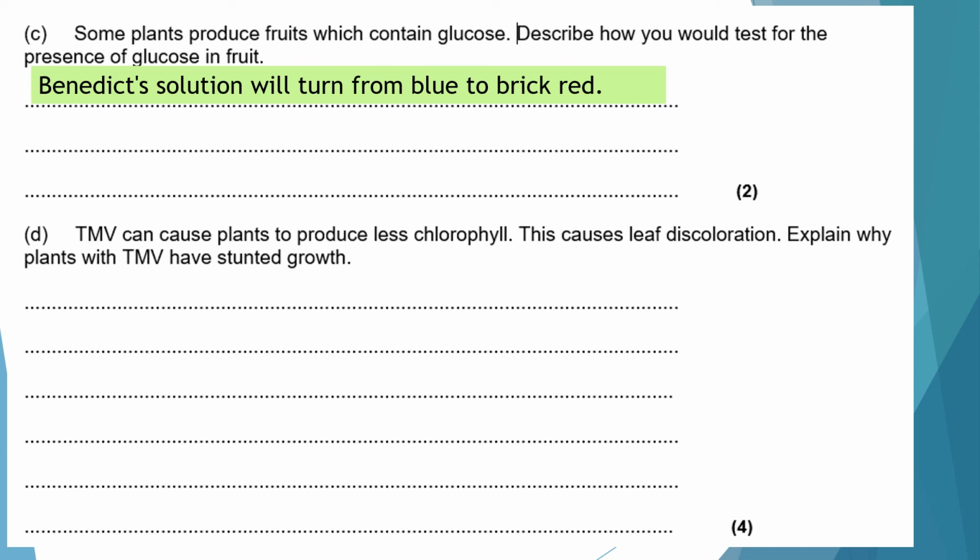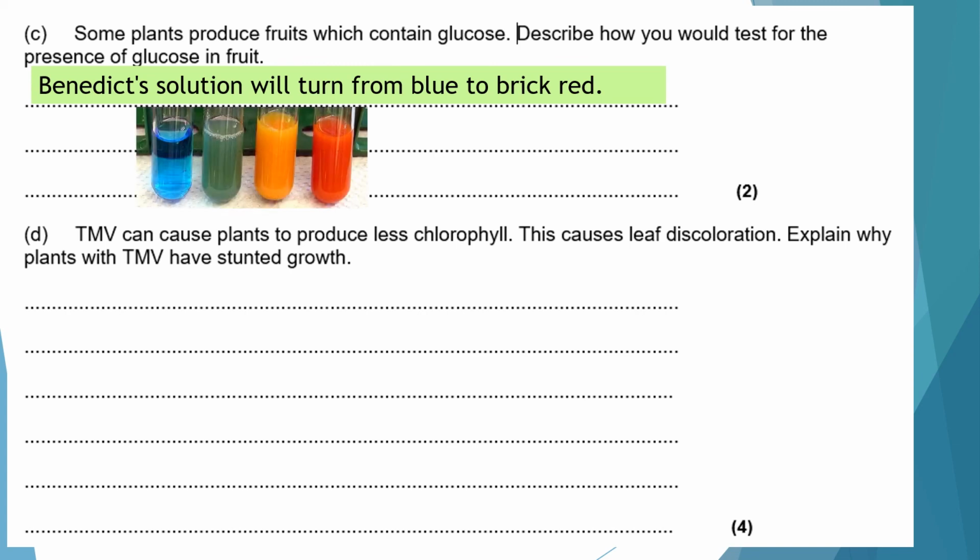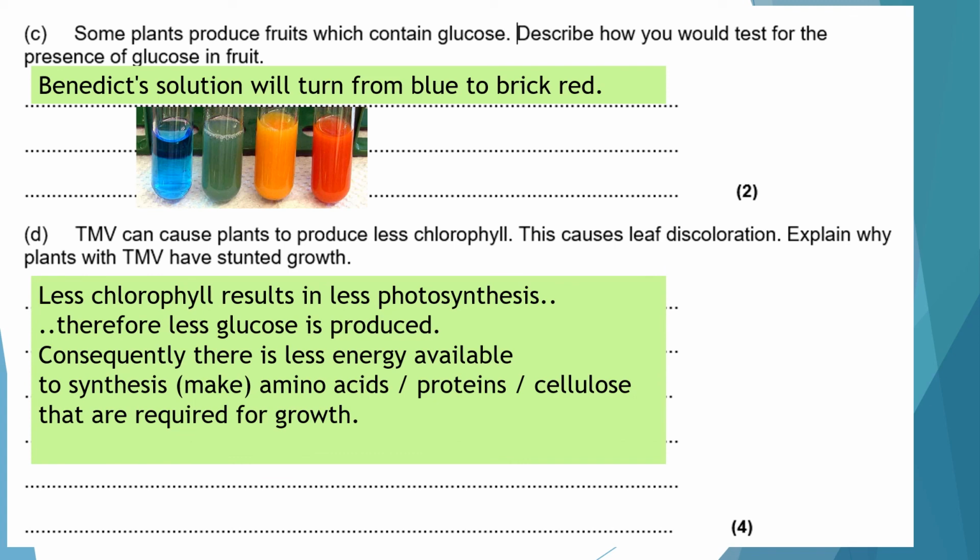Benedict's solution will turn from blue to brick red in the presence of glucose. And if you've got less chlorophyll, you have less photosynthesis, less glucose is produced, less energy, so less growth, less proteins, less cellulose, all of those things. Jot those down, because people tend to forget all of the uses of glucose produced by photosynthesis.